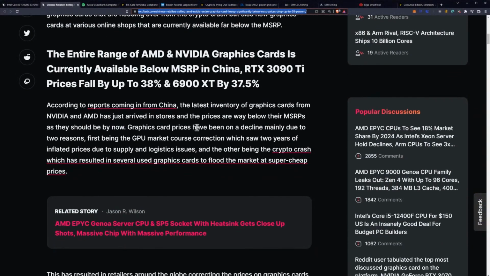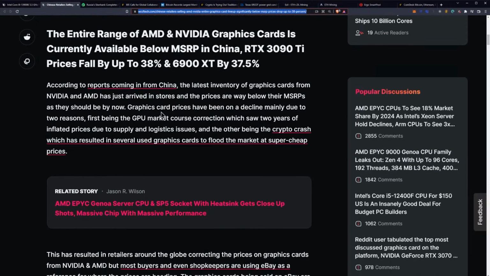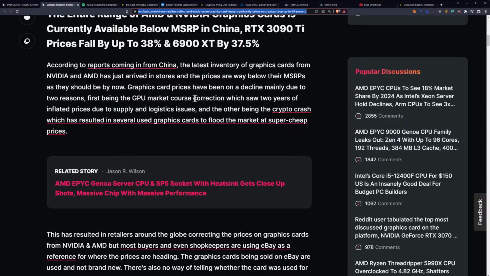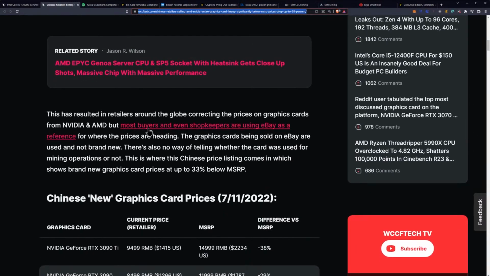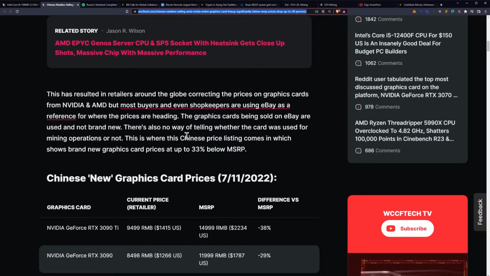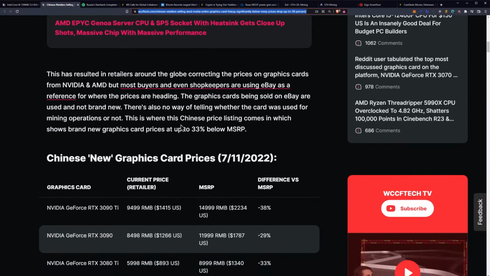According to reports coming from China, the latest inventory of graphics cards from NVIDIA and AMD has just arrived in stores, and the prices are way below their MSRPs, as they should be by now. Graphics card prices have been on a decline mainly due to two reasons. First being the GPU market course correction, which saw 2 years of inflated prices due to supply and logistics issues. And the other being the crypto crash, which has resulted in several used graphics cards flooding the market at super cheap prices. This has resulted in retailers around the globe correcting the prices on graphics cards from NVIDIA and AMD, but most buyers and even shopkeepers are using eBay as a reference for where the prices are heading. The graphics cards being sold on eBay are used and not brand new.